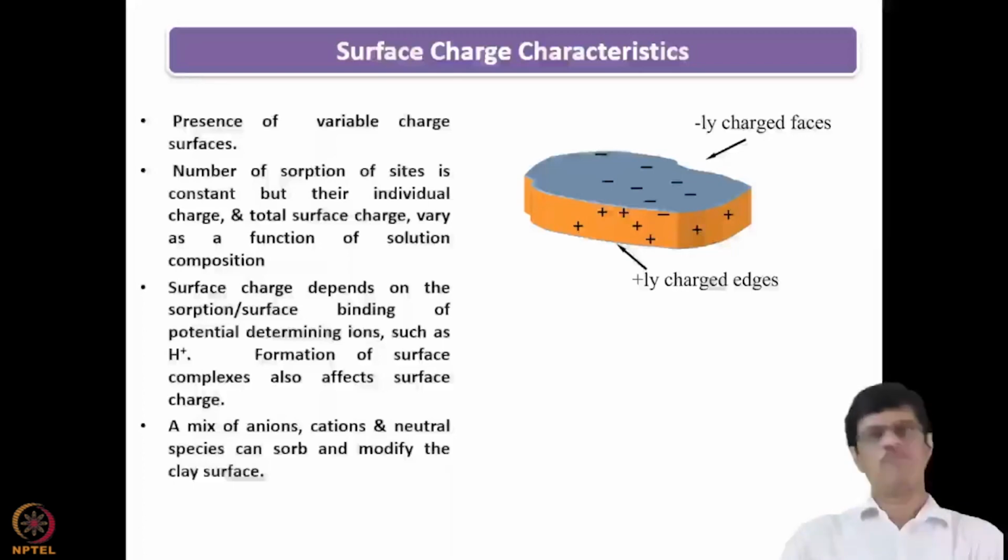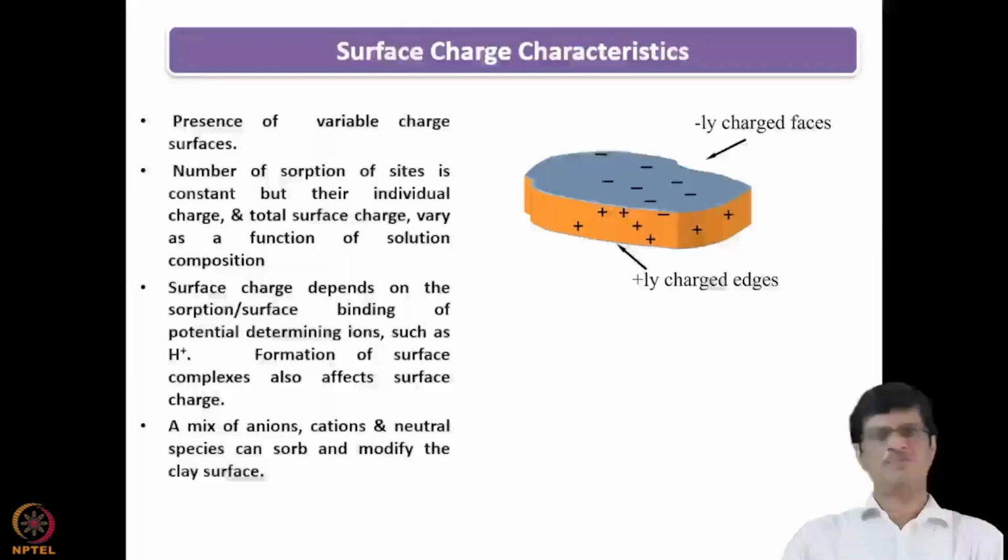For example, if the PZC value of a particular clay mineral is around 7, then at a pH value lower than 7, it will exist in the protonated form. So naturally, the uptake of the protonated species will not be there onto this mineral surface.